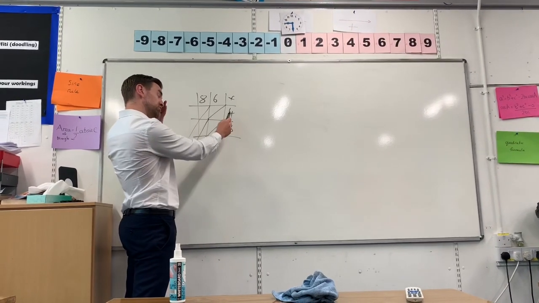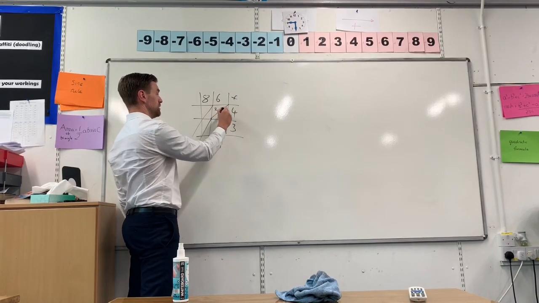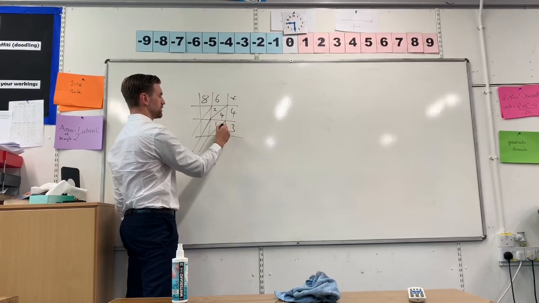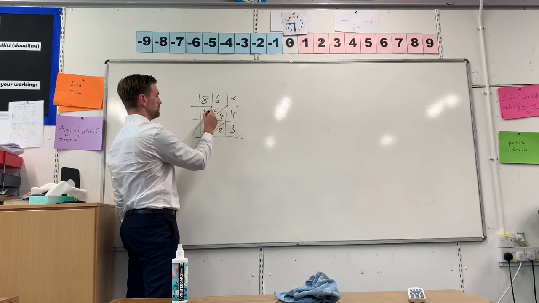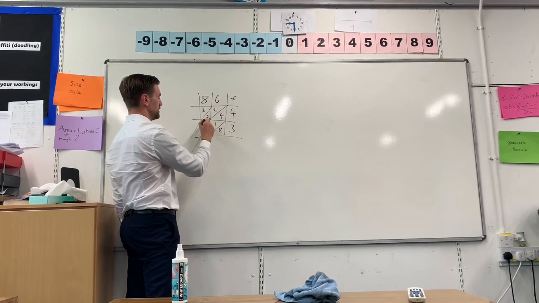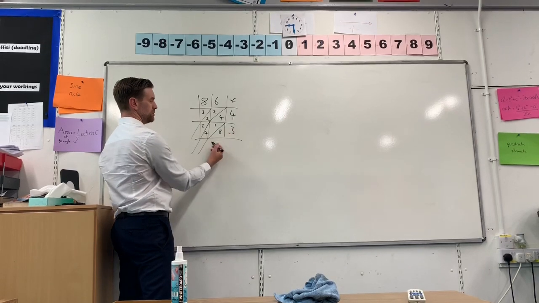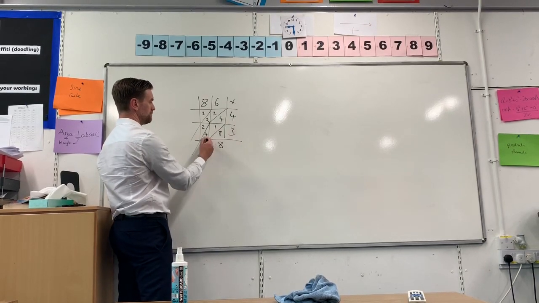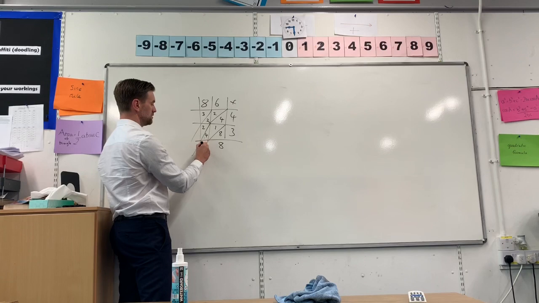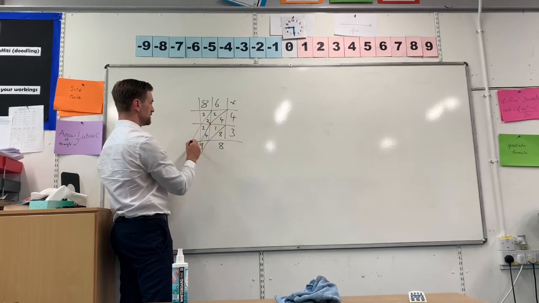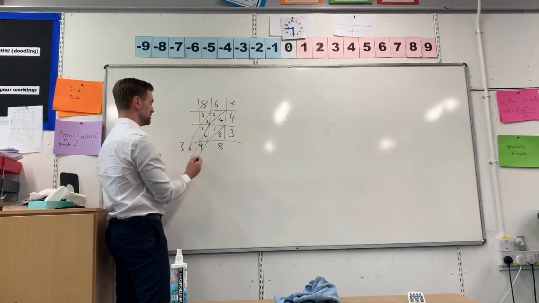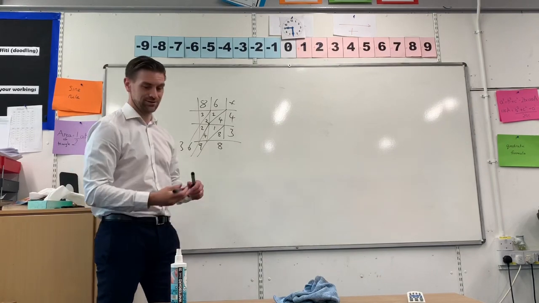So 6 times 4 is 24. 6 times 3 is 18. 8 times 4 is 32. 8 times 3 is 24. So now I need to add these up. So in this column here, I've got an 8. Here, I've got 4, 8, and 9. Here, I've got 2, 4, 6. Then I've got a 3. The answer is 3,698.